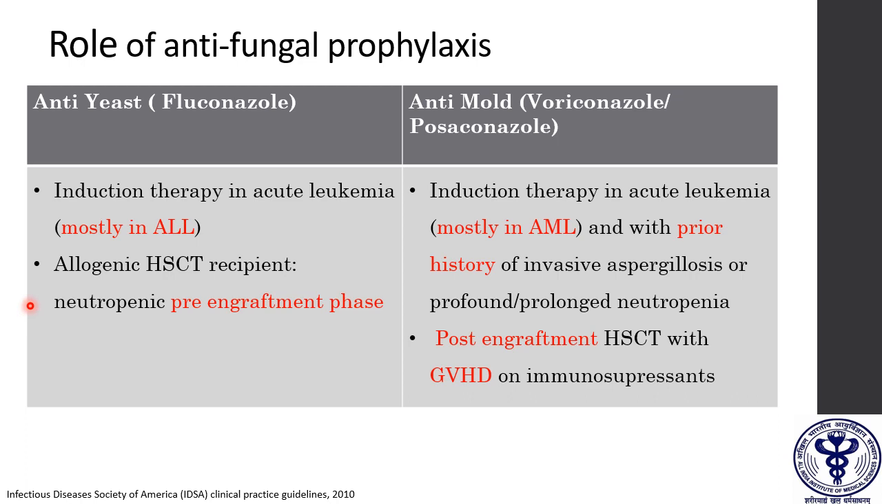Now, we will prescribe anti-yeast prophylaxis in the form of fluconazole to those patients who mostly have acute leukemia, in ALLs and the pre-engraftment phase, which, recall, we showed on the Rubinstein line, in the pre-engraftment phase of HSCT recipients. Anti-mold prophylaxis is mostly indicated in those patients having AML with prior history of invasive aspergillosis or with profound and prolonged neutropenia, and in those patients with post-engraftment GVHD on immunosuppressants.